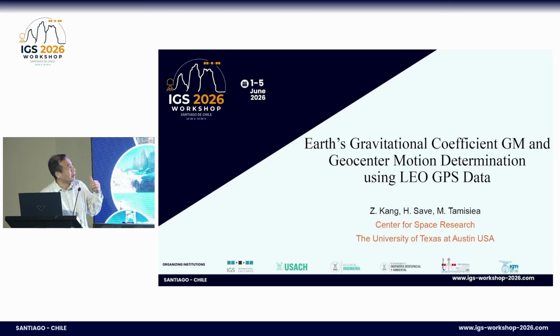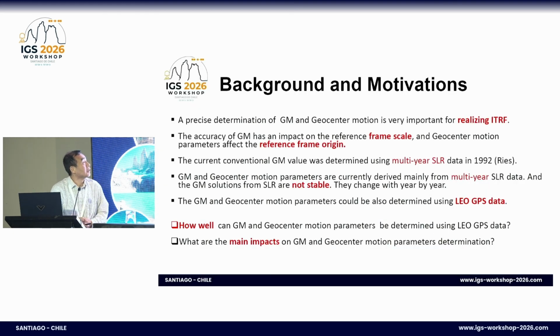Second, what is shown here is both GM and geocenter. Actually, geocenter motion determination we already studied 20 years ago, and the results are already published. But for the gravitational coefficient GM, this is the first time.